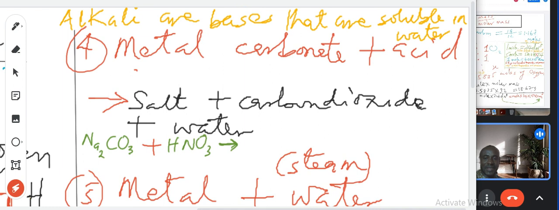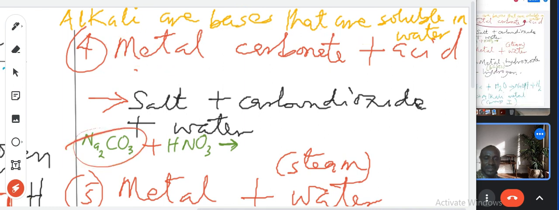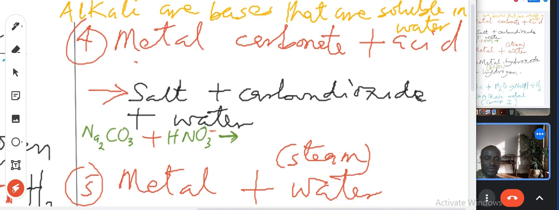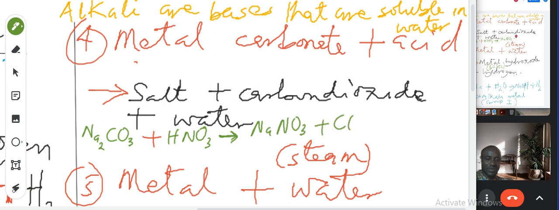So this is metal carbonate, which is sodium carbonate, plus acid. Acid is nitric acid, and Na we combine with the nitrate, sodium nitrate, right? Sodium is 1 plus, the valency of nitrate is 1 minus. So it will basically be NaNO3 plus CO2 plus H2O. You see how these things can be so easy?